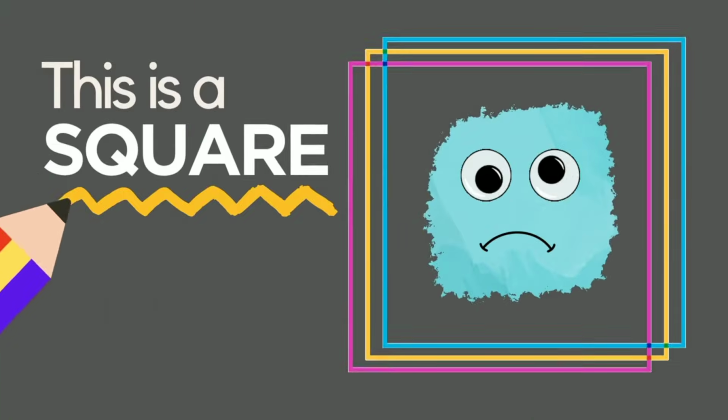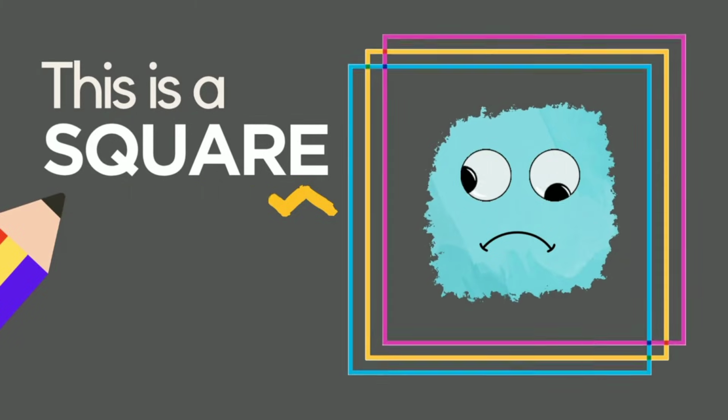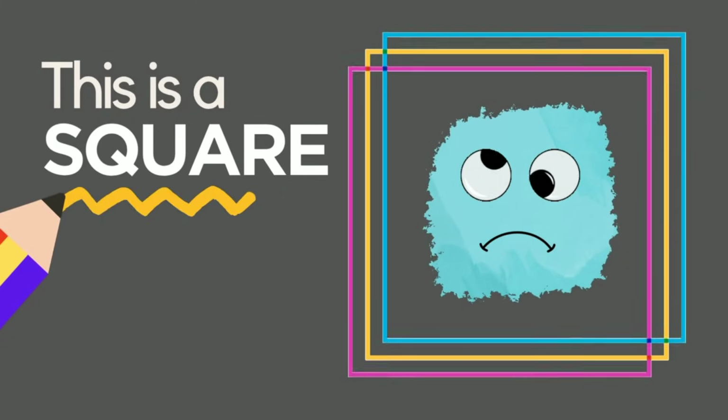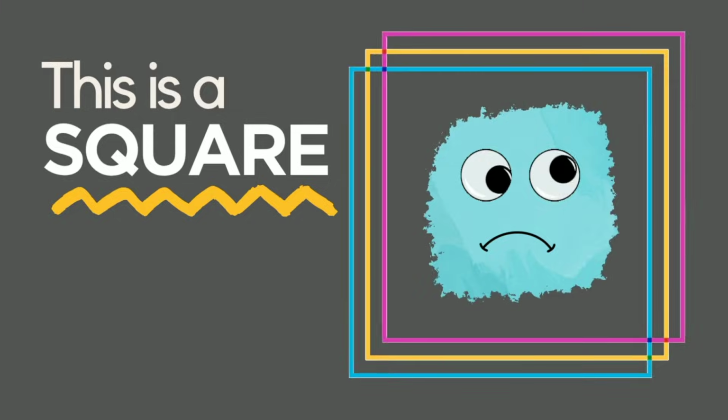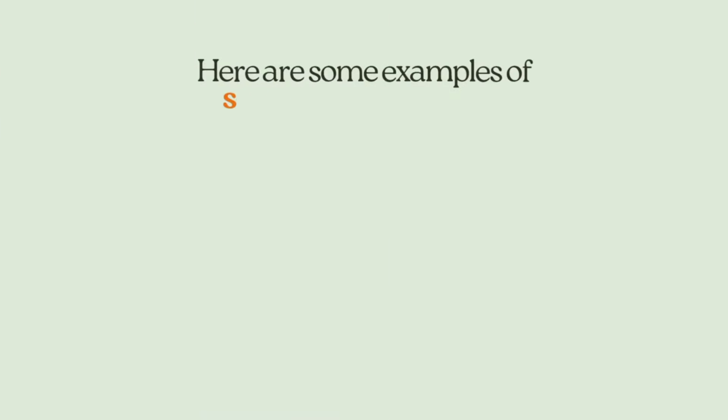This is a square. A square has 4 equal sides and 4 corners. Do you see anything square-shaped? Here are some examples of squares in our daily life.